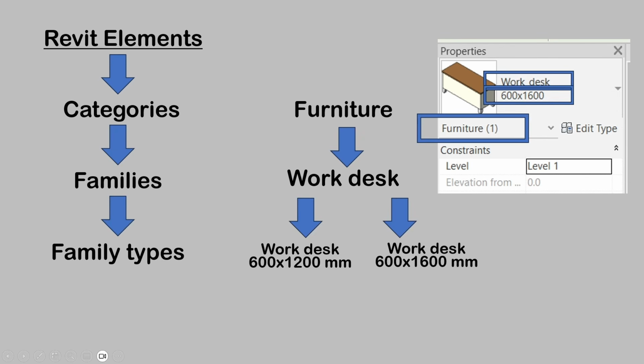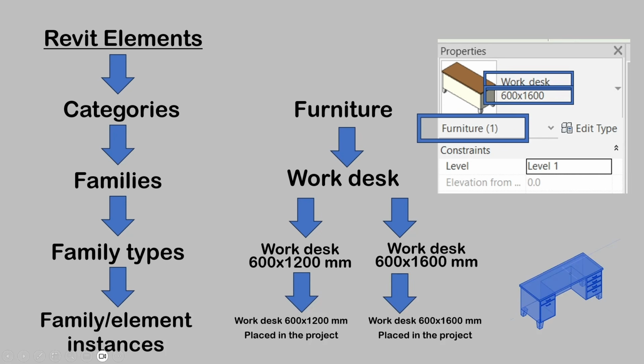Then there are family types, which have a specific set of values for a specific set of parameters. In this example, I have a work desk of a type 600 to 1200 millimeters. And then I have another type of 600 to 1600 millimeters. And then at last you have family instances, or element instances, which is the object that is being placed inside of the project. In this example, the 3D representation of my work desk 600 to 1600 millimeters.